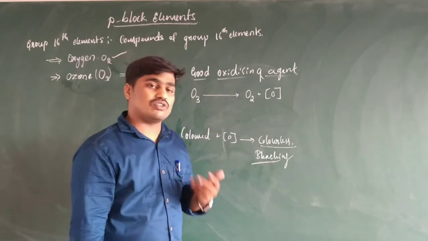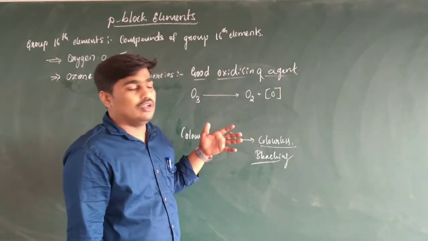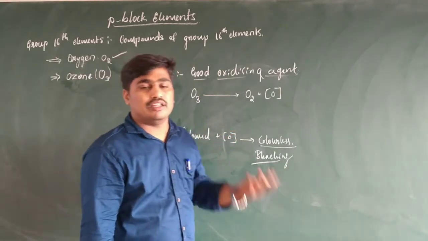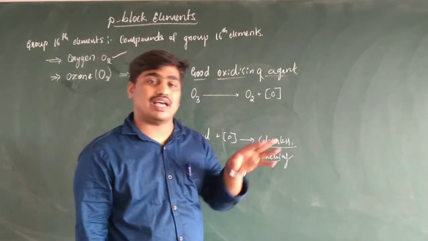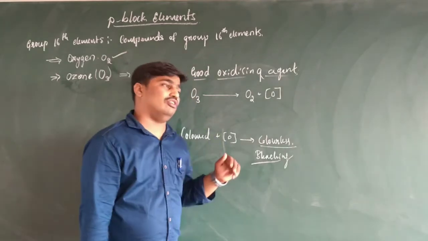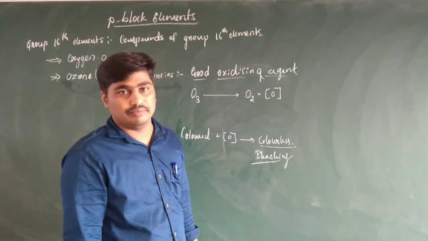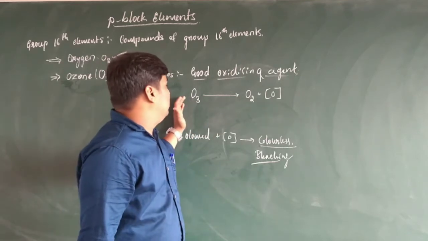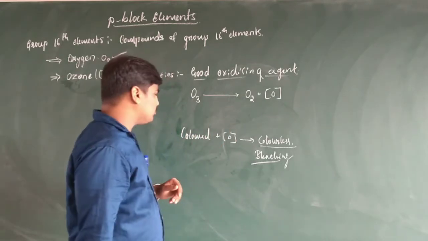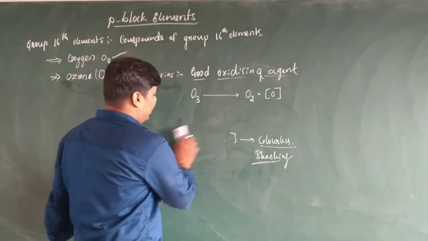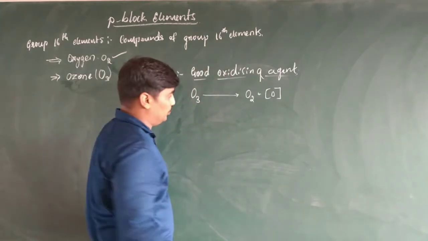Ozone has the ability to oxidize many sulfides and iodides, as well as iodine. It is better to call it iodide, because the I minus, the negative state of iodide, gets oxidized to iodine with the help of ozone. The reason is that ozone is unstable. Let us discuss a few examples of the oxidation property of ozone.